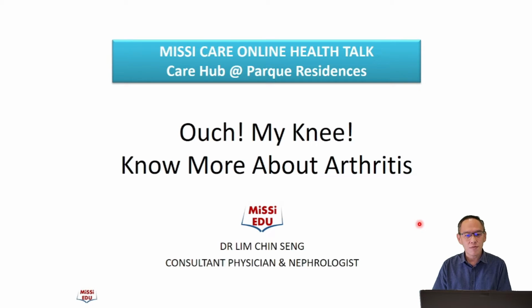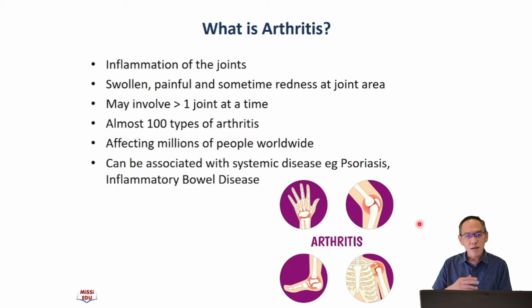Today we're talking about arthritis, something that a lot of us are facing. To start with, we have to know what arthritis is. In medical terms, anything ending with "itis" means inflammation, and arthro means joint, so arthritis means inflammation of the joints. The cardinal signs are swelling, pain, and sometimes redness around the joint area. It may at times involve more than one joint at a time.